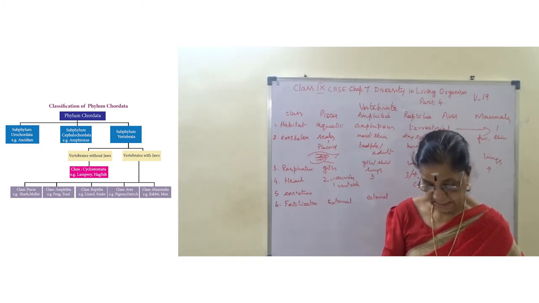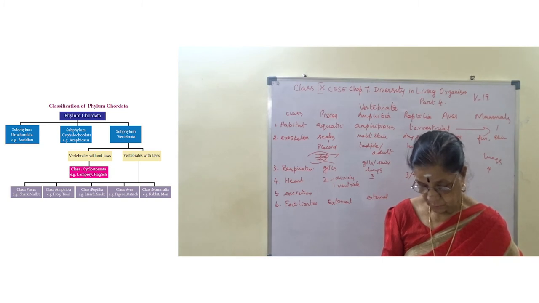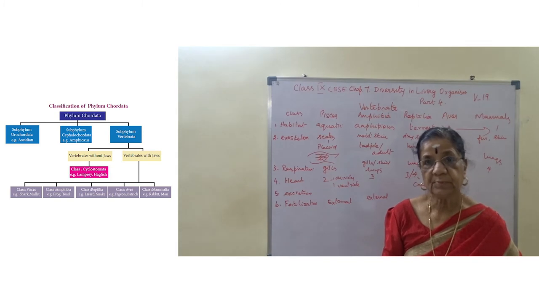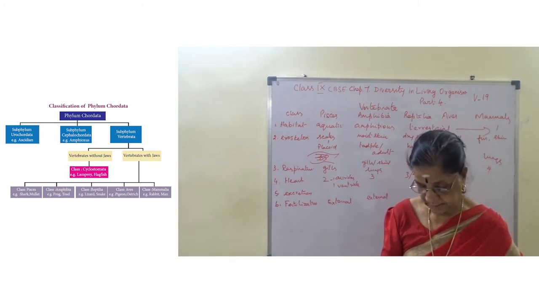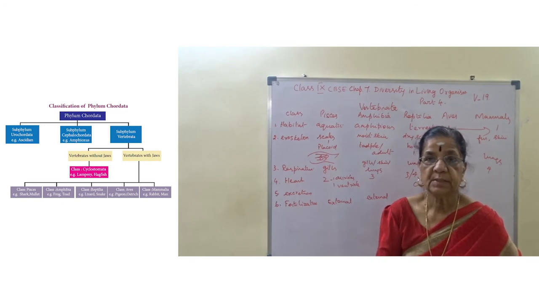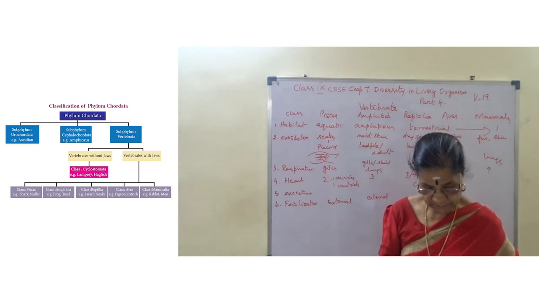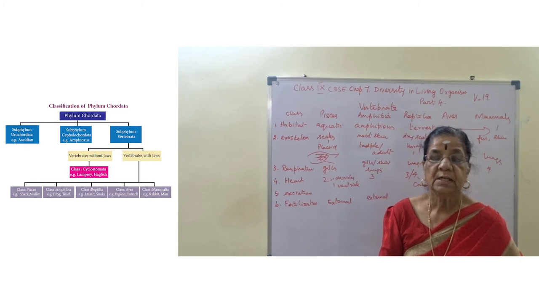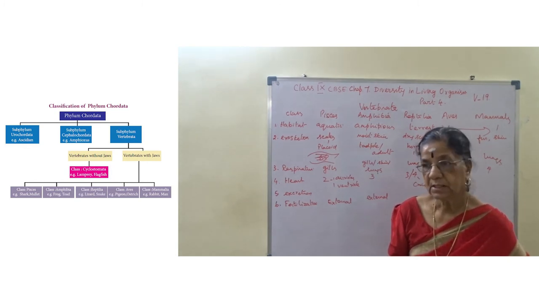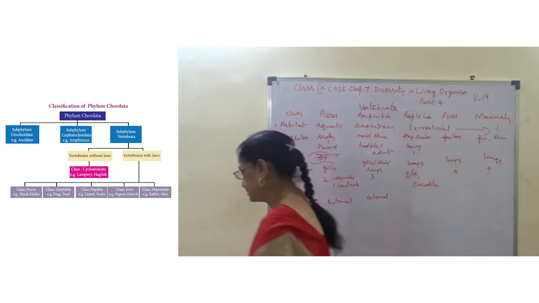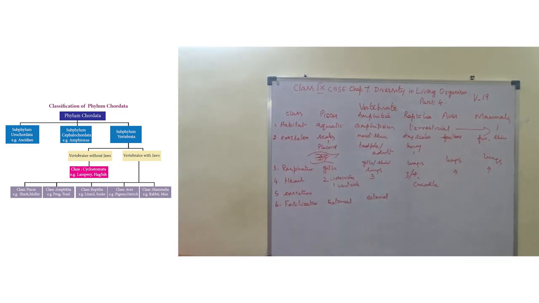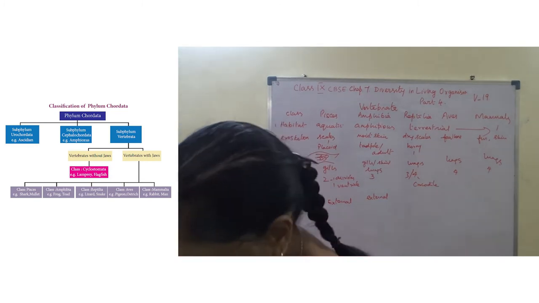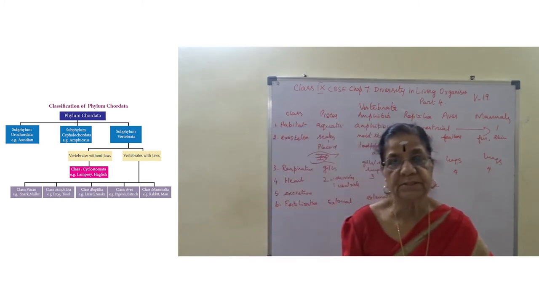Next, class Aves: warm-blooded, have a four-chambered heart. They lay eggs, the outer covering is feathers, and the forelimb is modified into wings. Bones are light in weight, so they are called pneumatic bones. And the lungs have air sacs. That is characteristic of the class Aves. Example: all the birds.